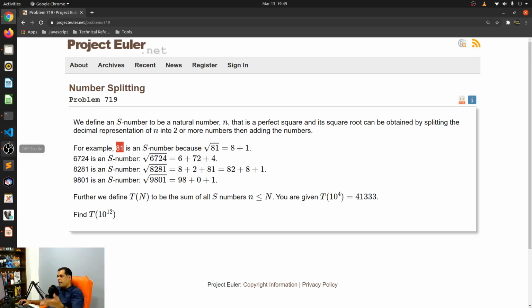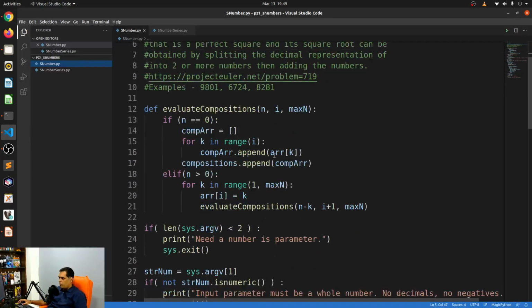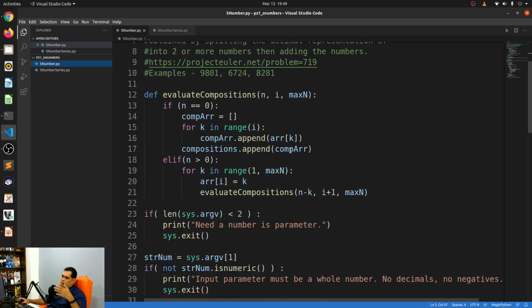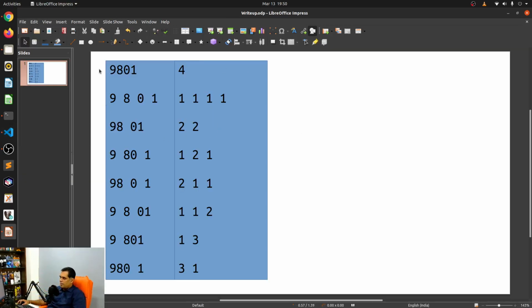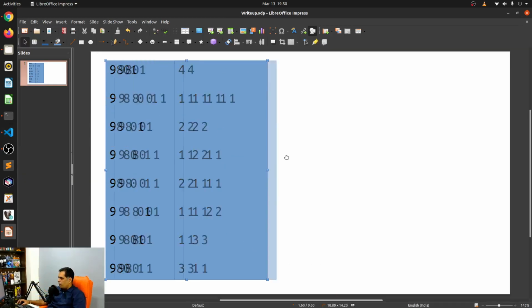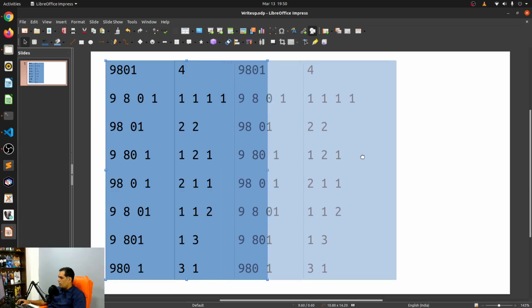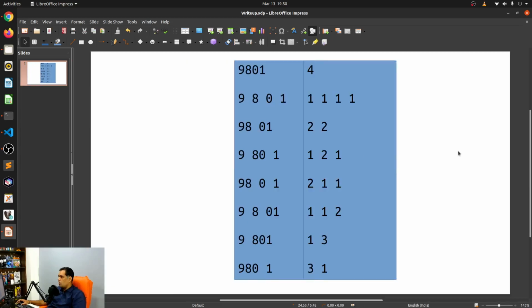Now I already have this written out. I think one of the most important aspects of this puzzle is to essentially evaluate the compositions of a given number. So I have it written down over here. I'm hoping I make it easier to understand what that composition evolving means. So supposing I give you a number 9801, I'll need to find out all of the combinations in which I can split them, right?